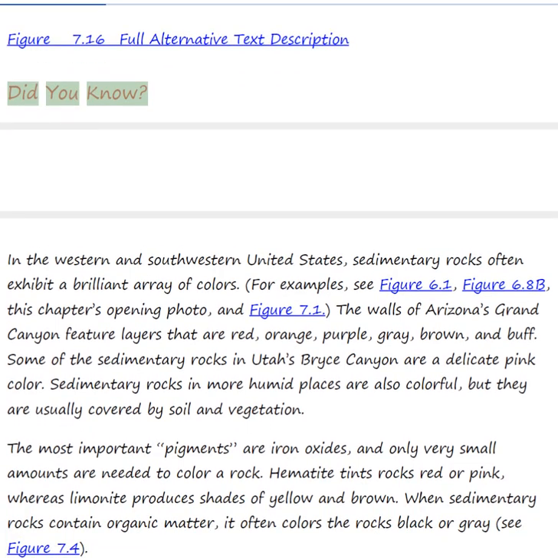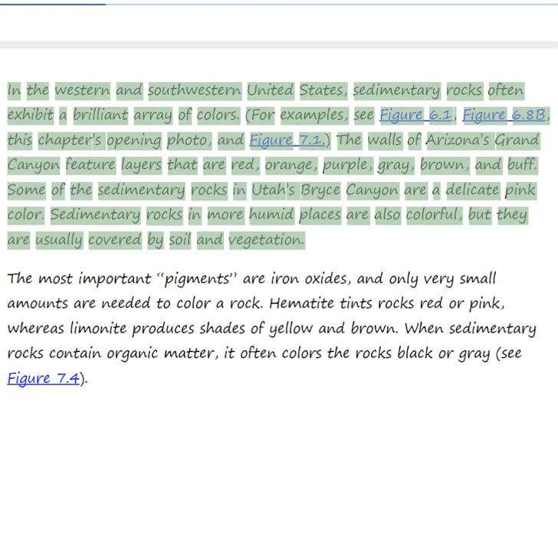Did you know? In the western and southwestern United States, sedimentary rocks often exhibit a brilliant array of colors. The walls of Arizona's Grand Canyon feature layers that are red, orange, purple, gray, brown, and buff. Some of the sedimentary rocks in Utah's Bryce Canyon are a delicate pink color. Sedimentary rocks in more humid places are also colorful, but they are usually covered by soil and vegetation.